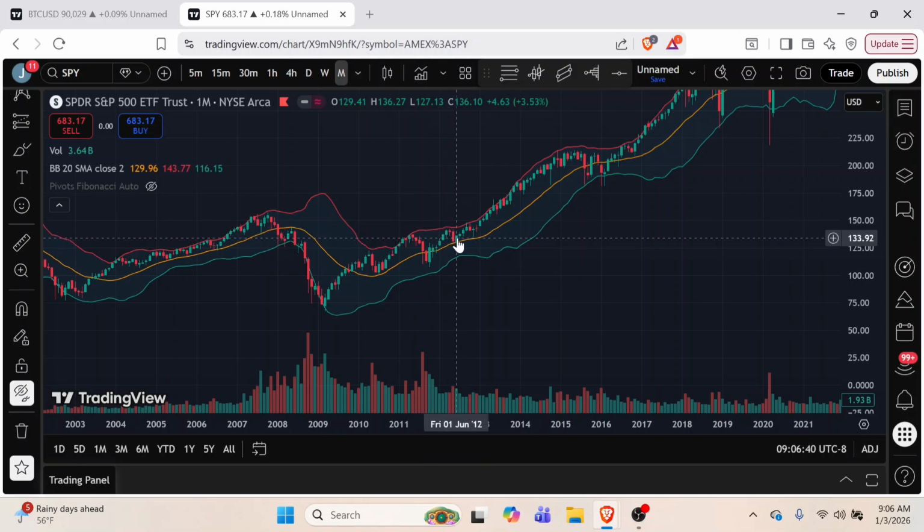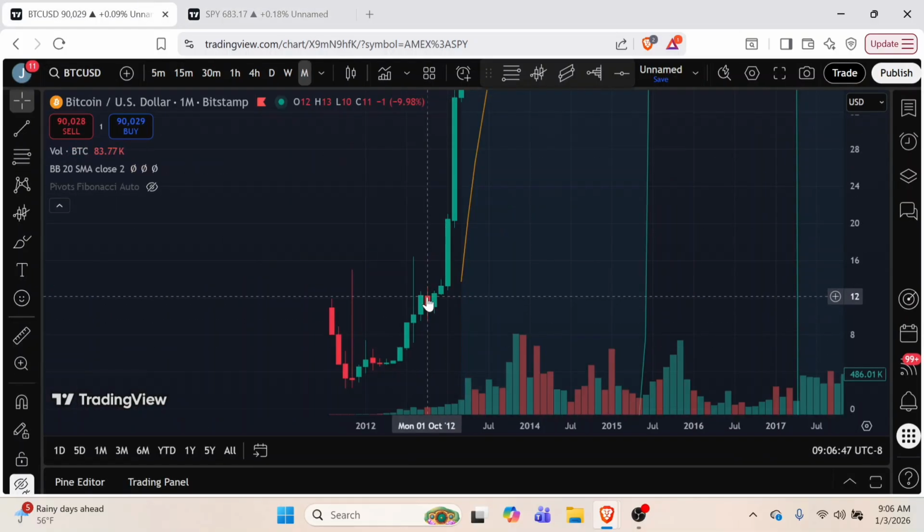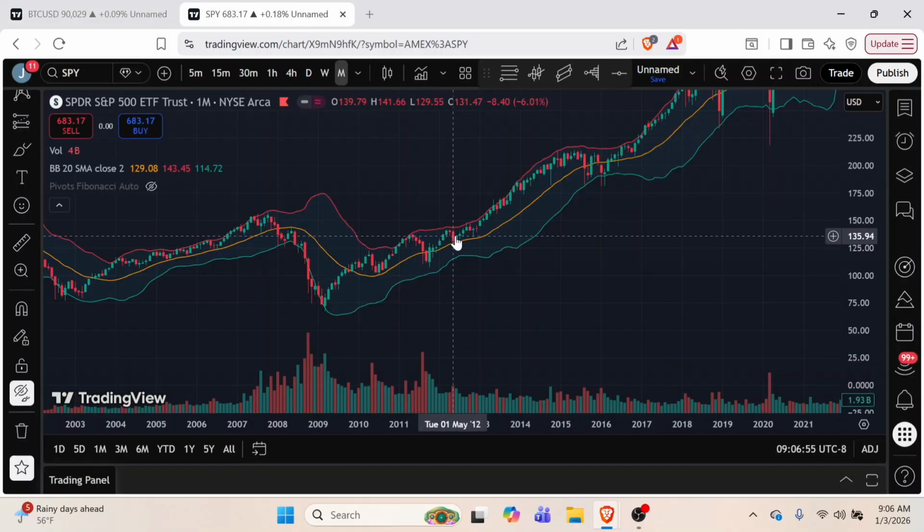Sorry, this is a little confusing. So by July, Bitcoin is ripping higher. By July over here, we're just kind of back to highs. So SPY doesn't start really ripping until a little bit after that in 2013.